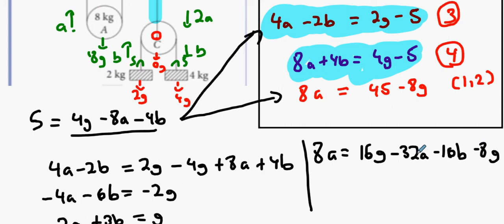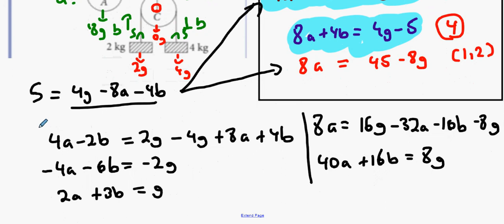I'm going to get the a's and b's all over one side. It's going to be 32a plus 8a, which is 40a, plus 16b, equals 16g minus 8g, 8g. Going to divide across by 8. And I'm going to get 5a plus 2b equals g.